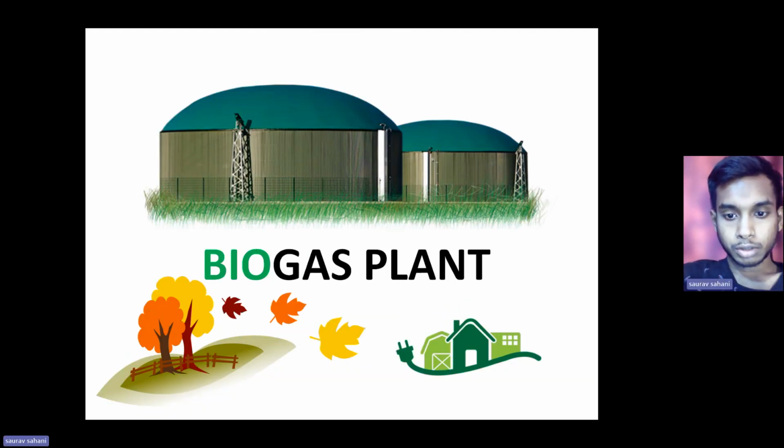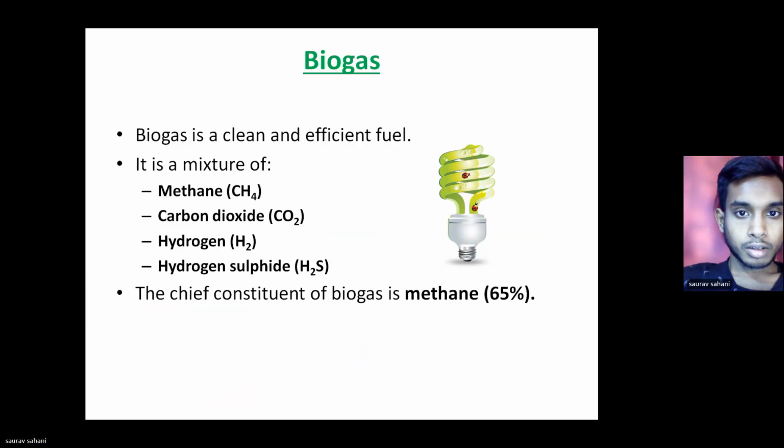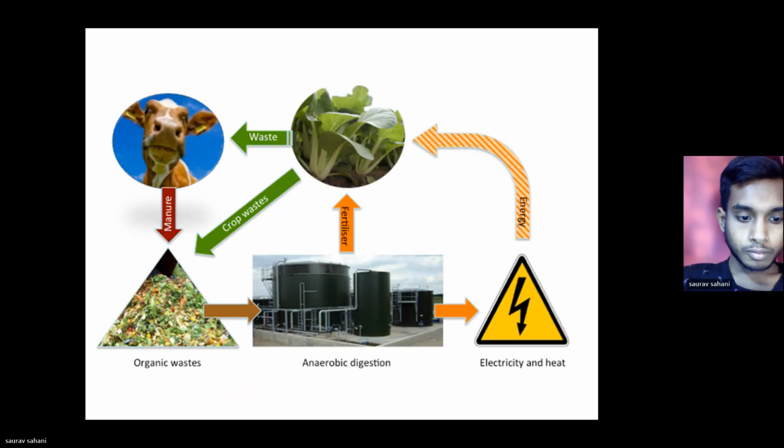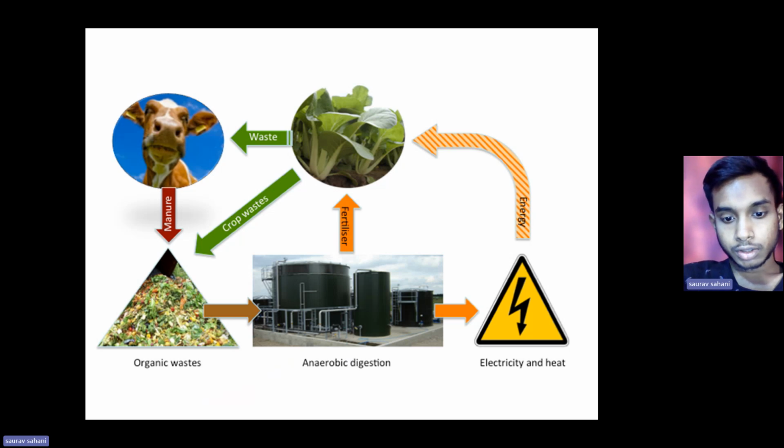Today in this video we will talk about biogas plant for the subject renewable energy and power plant. Biogas is a clean and efficient fuel. It is a mixture of methane (CH4), carbon dioxide (CO2), hydrogen and hydrogen sulfide. The chief constituent of biogas is methane, 65%. This shows the process of anaerobic digestion.